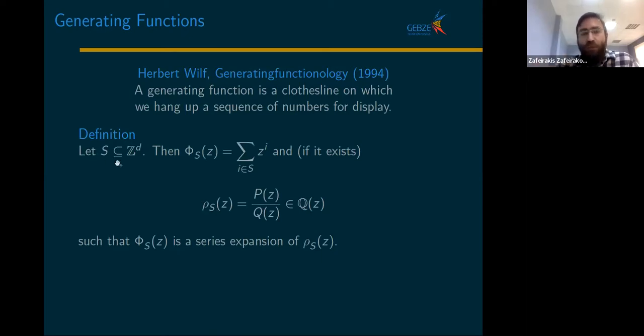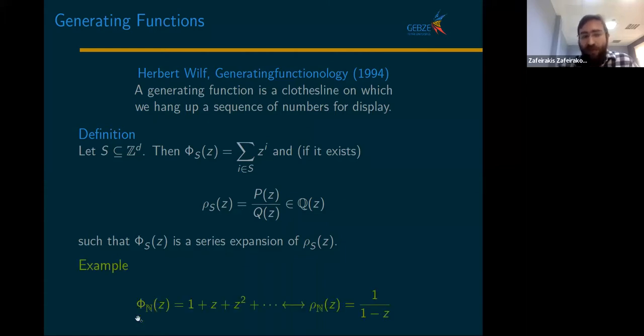And okay, now in general, I will care mostly about sets that contain vectors. So let's say that S is a subset of Z to the D. The definition is the same as before. We take all the elements in I and put them as exponents in Z, but now Z is Z1, Z2, ZD. So this is a multi-index notation. And if there exists some rational function such that it has an expansion equal to that formal power series, then we say that this is a rational generating function for the set S. And we will care a lot about rational generating functions.